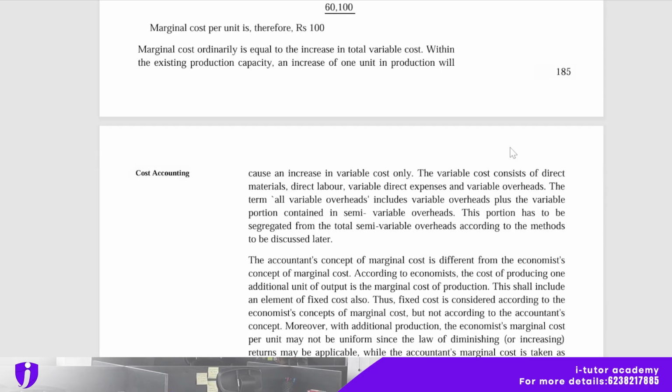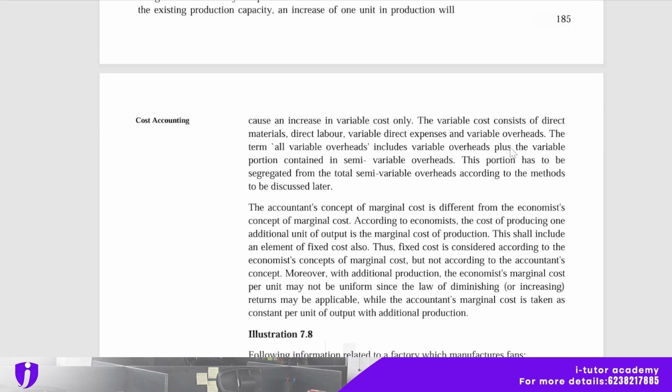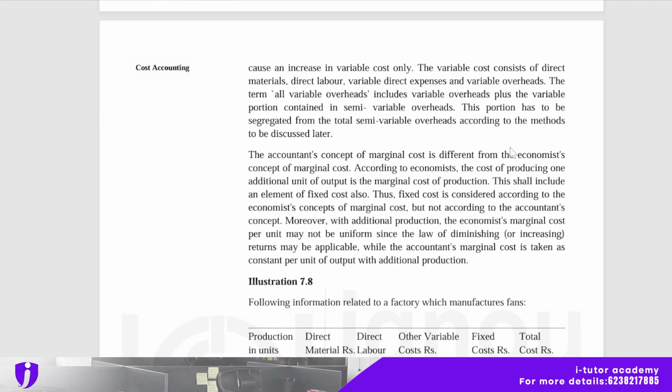The marginal cost ordinarily is equal to the increase in total variable cost. Within the existing production capacity, an increase of 1 unit in production will cause an increase in variable cost only. The variable cost consists of direct material, direct labor, variable direct expenses and variable overheads. The term variable overheads includes variable overheads plus the variable portion contained in semi-variable overheads.